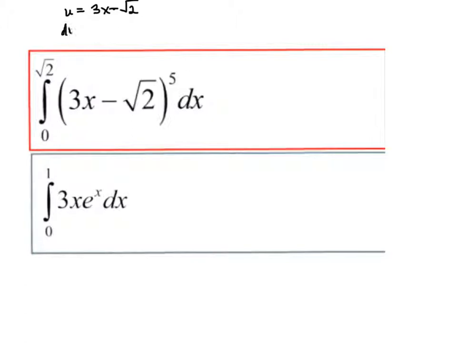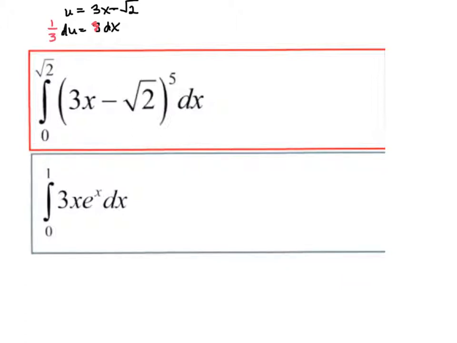so du was just 3 dx, you'll notice there's just a dx here. It's just this thing raised to the fifth and dx. So I'm going to divide both sides by 3. And I can now replace the dx with a 1/3 du.